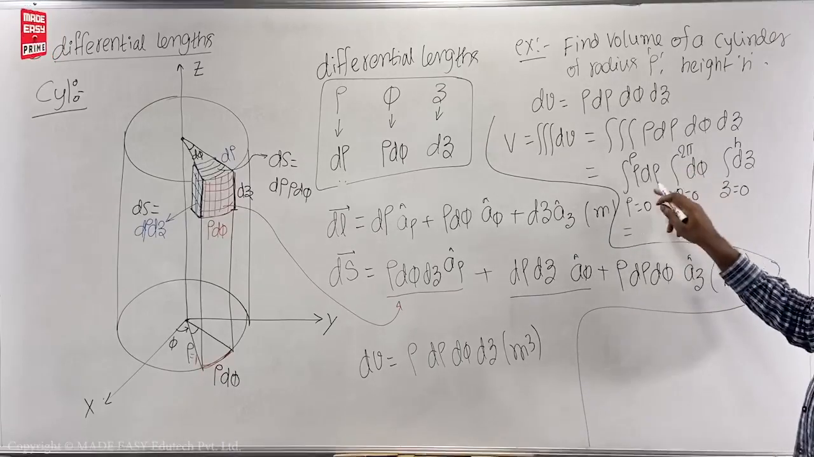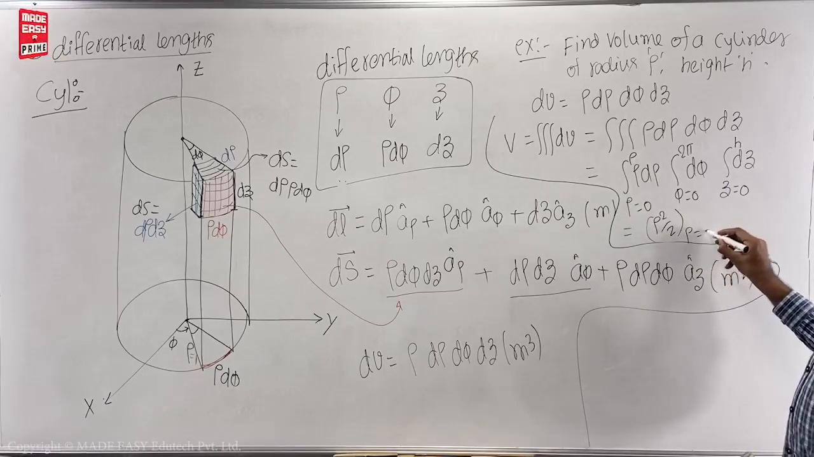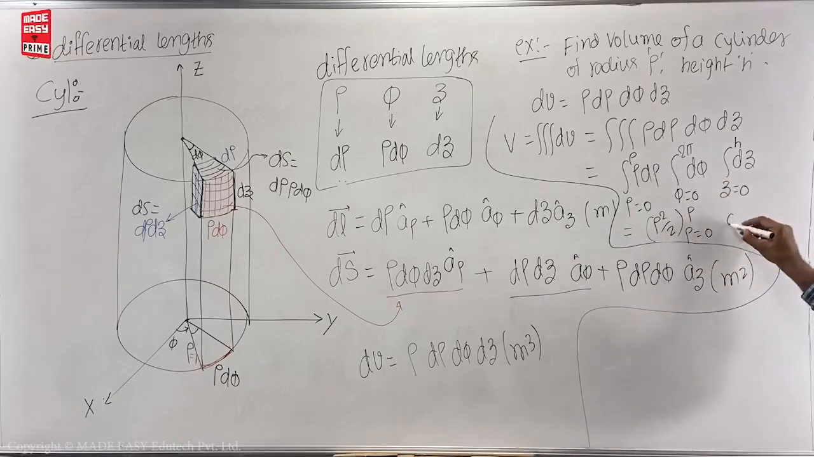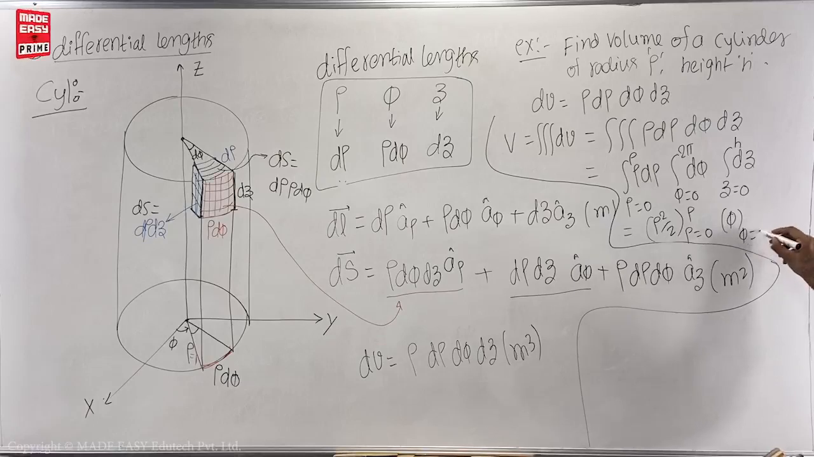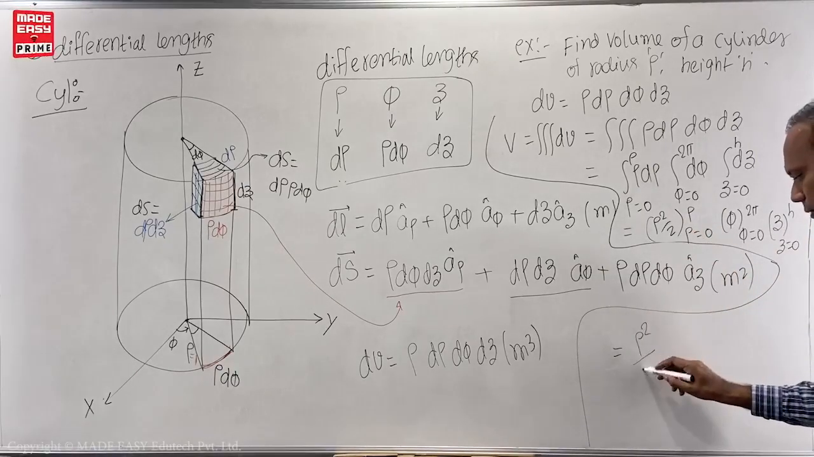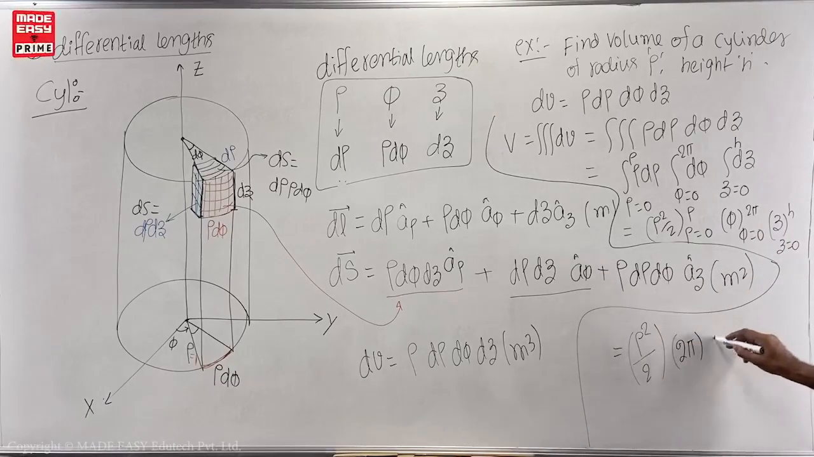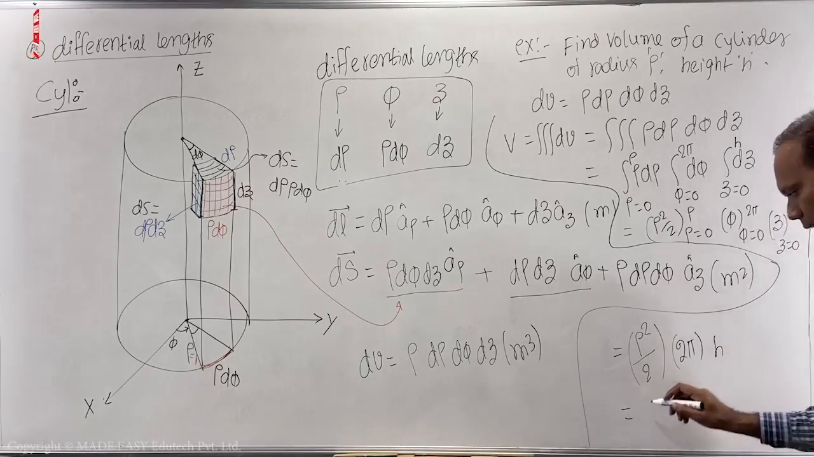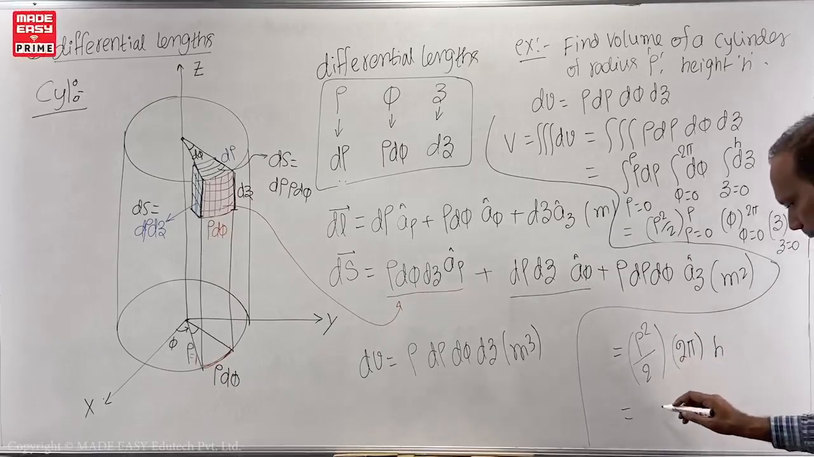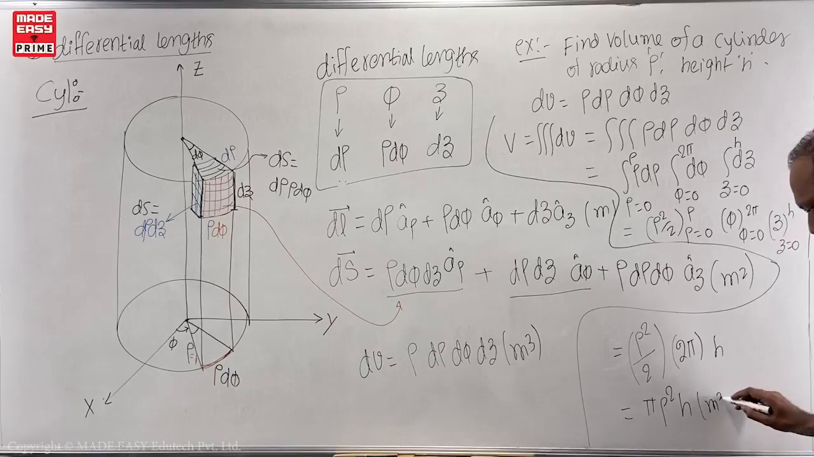See, this is integral rho d rho, which is rho square by 2, rho varying from 0 to rho. Then phi varying from 0 to pi... this is z, so z varying from 0 to h. Now you substitute rho square by 2, you get 2 pi minus 0, h minus 0. So the answer is actually 2 to cancel, then pi rho square into h meter cube.